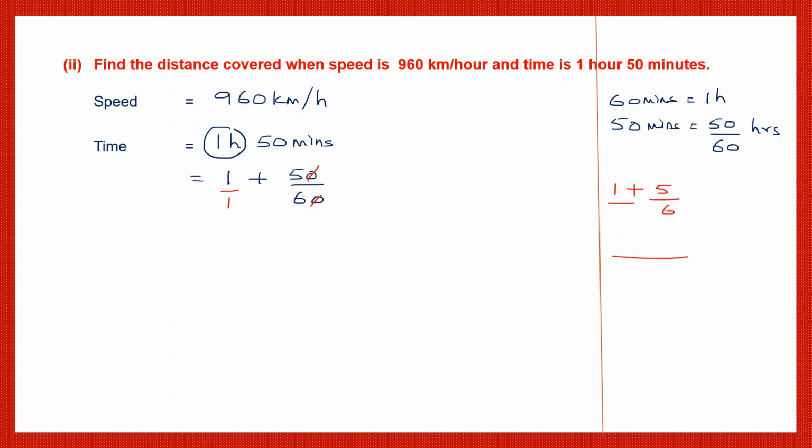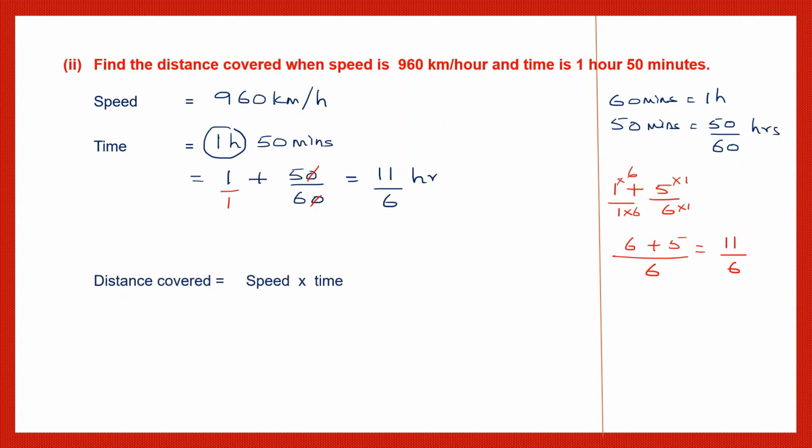Because it is fractions, we have to write our LCM. So here LCM is 6. So 1 into 6, 6 ones are 6, plus 5. It is 11 by 6. So here we have time is now 11 by 6 hours. We have speed in kilometers per hour and we have time in hours. Now we can find the distance.